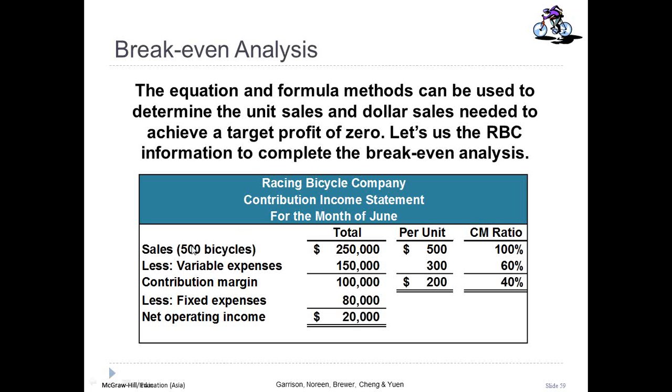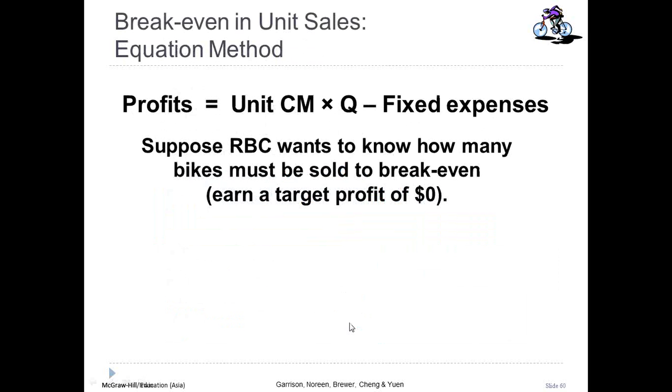So we use the example 500 bicycles. Here's the total value in sales, $500 apiece, gives us $250,000. Less our variable expenses gives us contribution margin, and $80,000 in fixed expenses. So at 500 bicycles, we have a profit of $20,000. So suppose, what do we need to sell to break even? Zero profit.